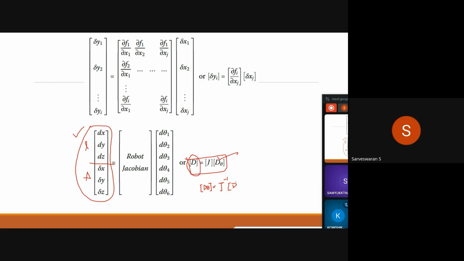So two scenarios are possible. If you are provided with the joint velocities, it is very easy to calculate your end effector velocity. And if you are provided with your end effector velocities and are solving for the joint velocities, you have to take the inverse. So these are the two relations which will help in solving for the Jacobian.